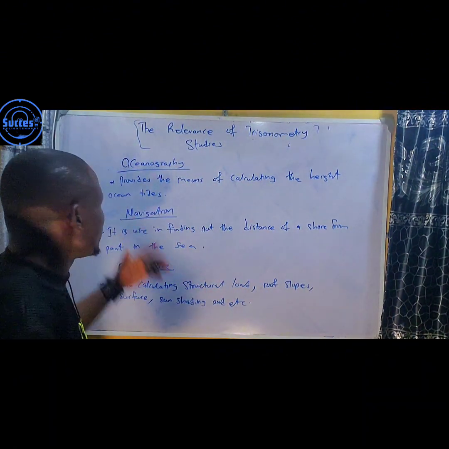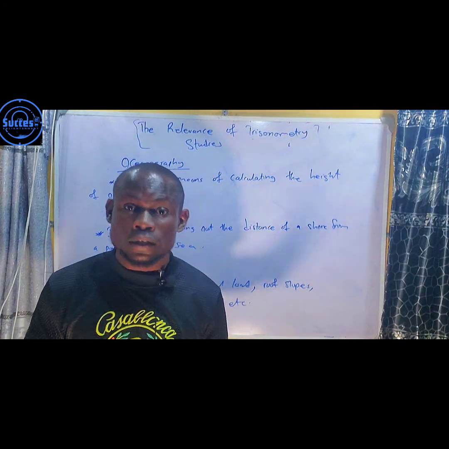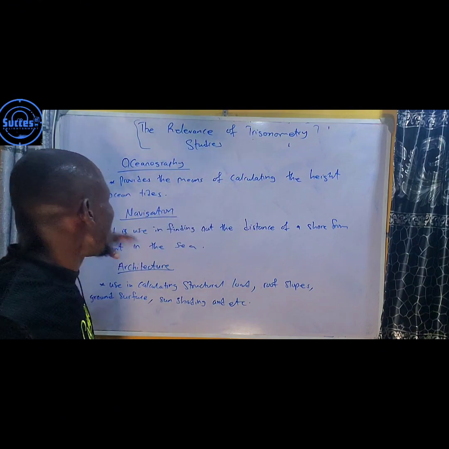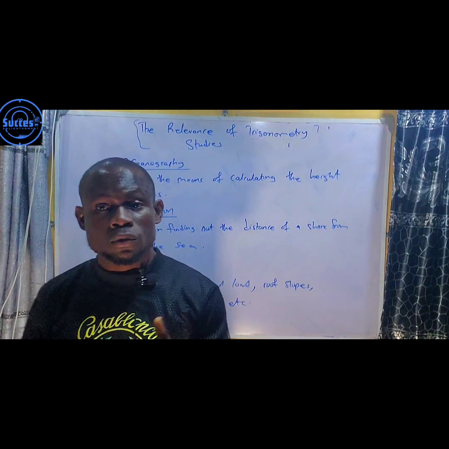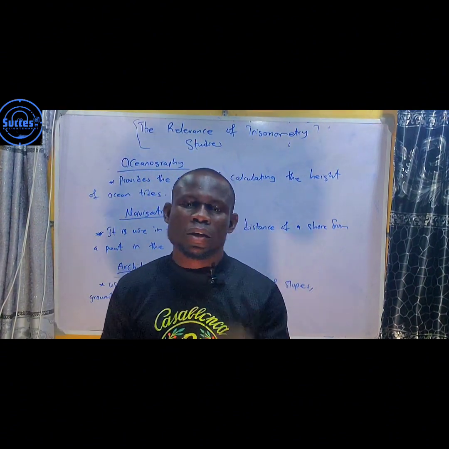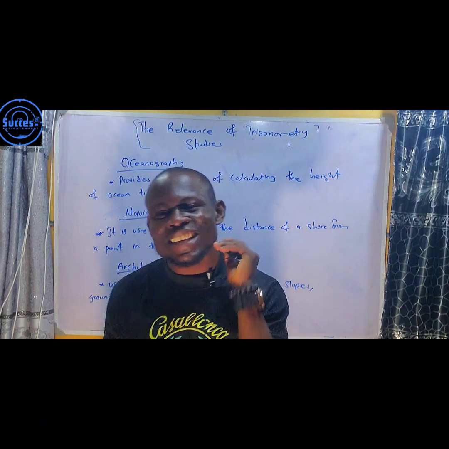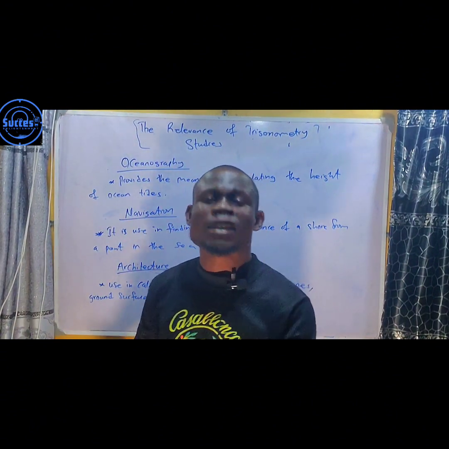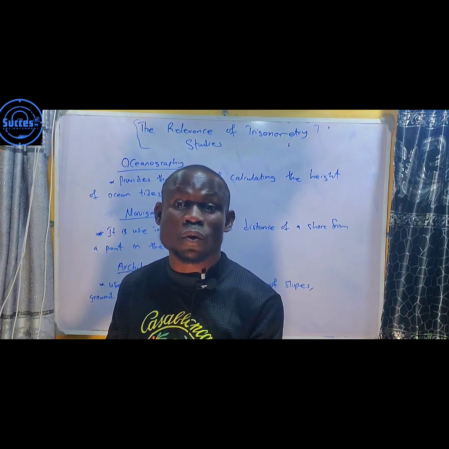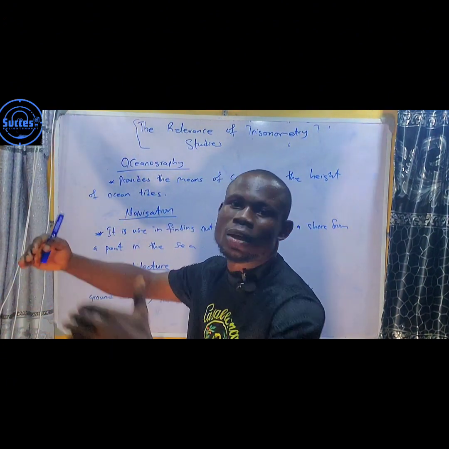In navigation, we use trigonometry. Also in architecture, we use trigonometry. In oceanography, it provides a means of calculating the height of the ocean tide. Many of you may have been privileged to enter a ship before. Okay, let me use the Titanic. Let's say 80%, a larger percentage of people out there watching me, you watched the movie called the Titanic. Sometimes the ocean went really high.